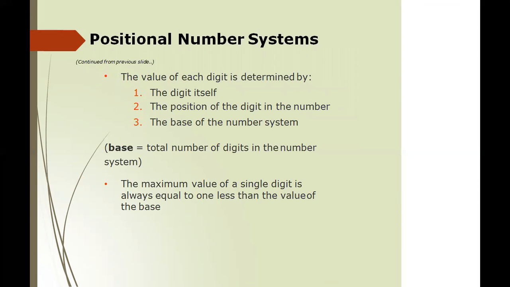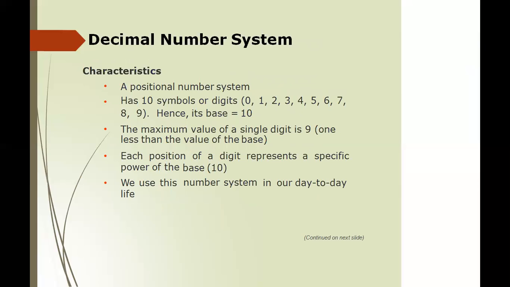In a positional number system, the value of each digit is determined by the digit itself, the position of the digit in the number, and the base of the number system. The maximum value of a single digit is always equal to 1 less than the value of the base. Here in decimal, we all use the decimal number system, and we only use 10 symbols or digits, that is from 0 to 9. We use this number system in our day-to-day life, and its base is 10. That is the decimal number system.